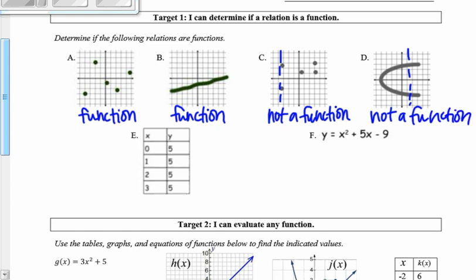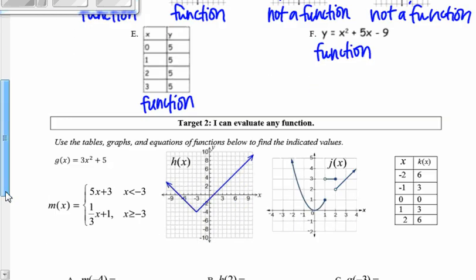If you look on E, when we think about a table or even a set of points, if each input has exactly one output, so each input has its own output. 0 always has an output of 5. It's not like it has an output of 5 and 6, it's always 5. So this is an example of a function even though the outputs are all the same. That's okay. And then on F, you should be able to identify that as a quadratic. And we know that quadratics are functions. We always use the phrase quadratic function.